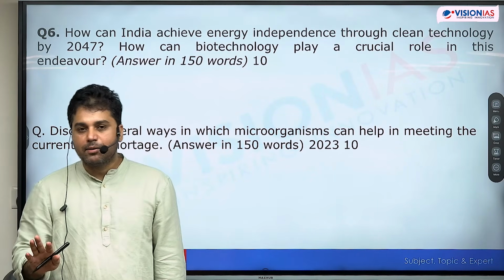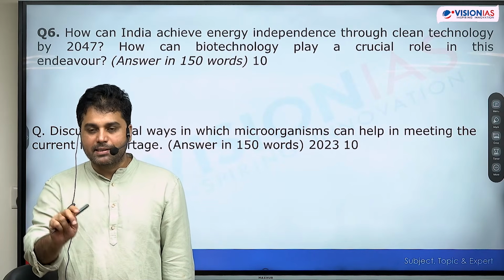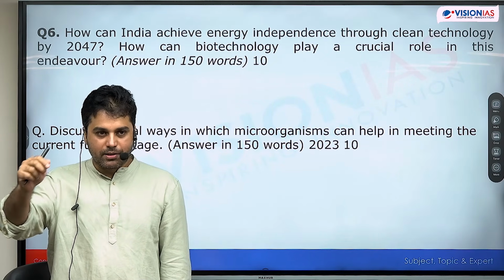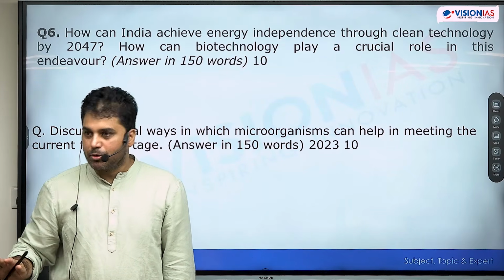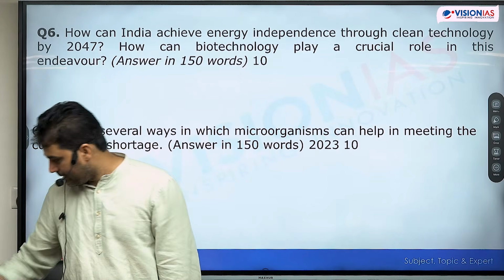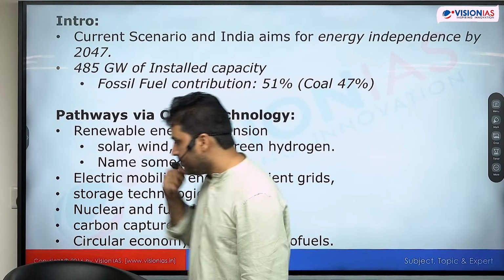150 words हैं, कोई elaboration नहीं चाहिए किसी भी point पे. जितने bullet point आप throw कर सकते हो और जितने specific government schemes mention कर सकते हो वहाँ पे, उतने आपको marks मिलेंगे यहाँ पे. It's as simple as that. जैसे I have written down the answer. ये हमारा डेटा है.